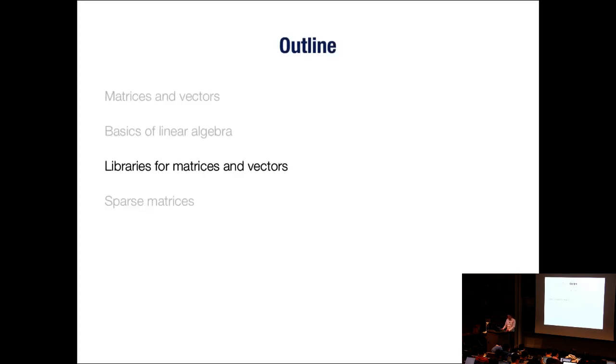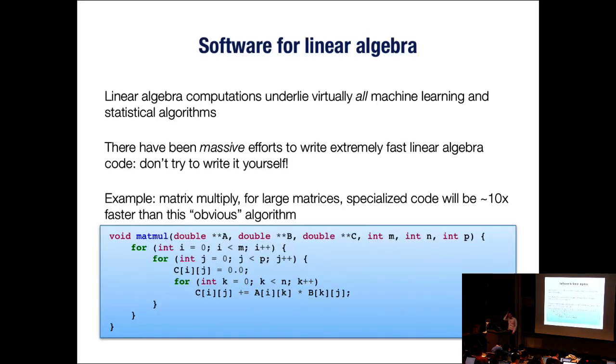Okay, so now let's talk about libraries for matrices and vectors. The first thing I want to say here, and this is an interesting point that people might not be that familiar with, is that linear algebra computations underlie virtually all machine learning and statistical algorithms, right? Any kind of deep learning method, or even simple linear machine learning, is based upon lots of linear algebra. And because of this, there have been massive efforts to write really fast linear algebra libraries. That might seem counterintuitive because these things are so simple in some respects.